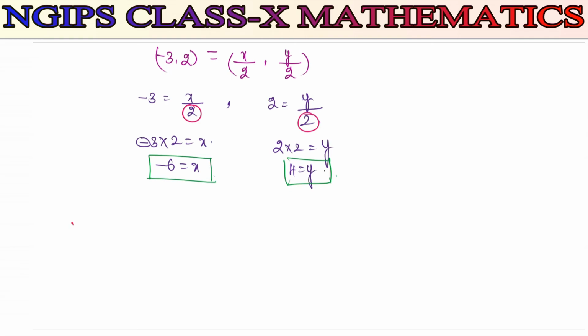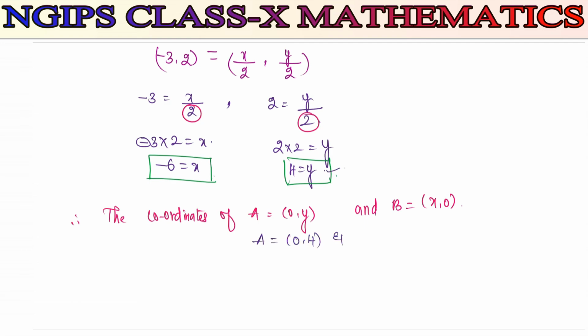Therefore, the coordinates of A is nothing but 0 comma y, and for B we have x comma 0. This is the general form we have taken for points lying on the y-axis and x-axis. So if you substitute the x value and y value, y is 4. The coordinate of B is x comma 0, and x is minus 6, so minus 6 comma 0.